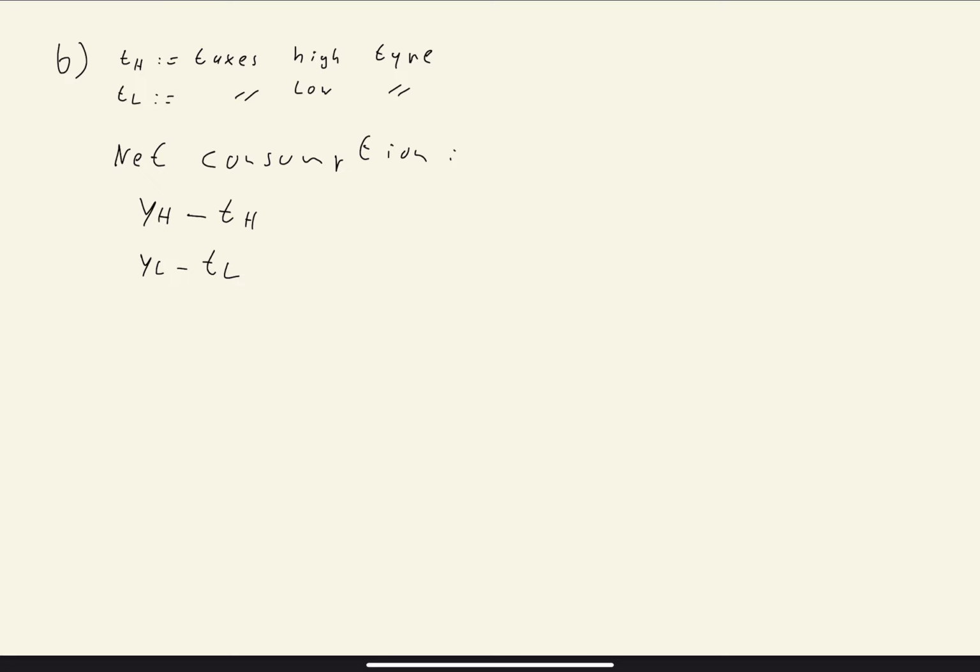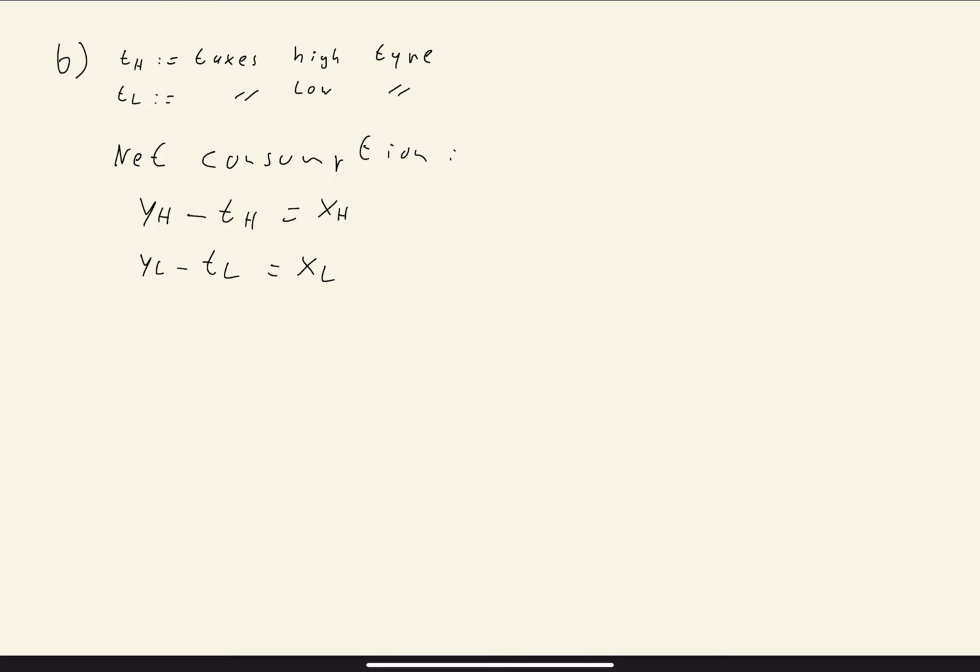The government is able to impose taxes depending on the type because we have a full information setup where the government can observe which type it is confronted with. That's the reason why the government can do this. So this is net consumption, equivalent to XH and XL.